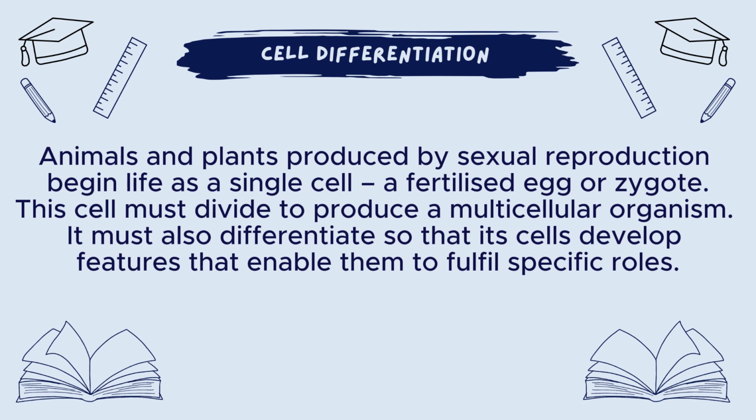Animals and plants produced by sexual reproduction begin life as a single cell, a fertilized egg. This cell must divide to produce a multicellular organism. It must also differentiate so that its cells develop features that enable them to fulfill specific roles.